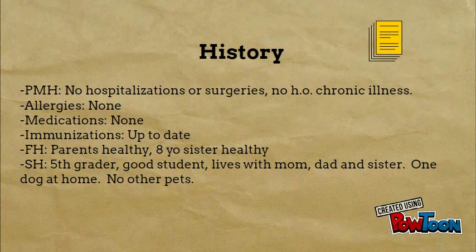The patient's past medical history includes no hospitalizations or surgeries or chronic illnesses, no allergies or medications. His immunizations are up to date. Both parents are healthy, and he has an 8-year-old sister who is healthy. He is a 5th grader, a good student, lives with mom, dad, and sister, has 1 dog at home, and no other pets.